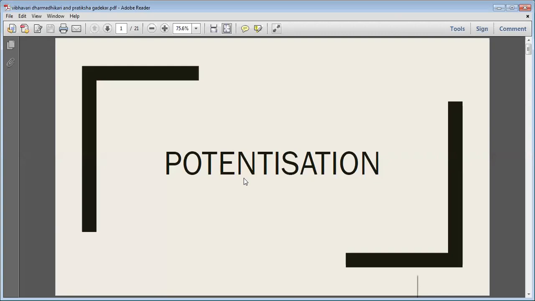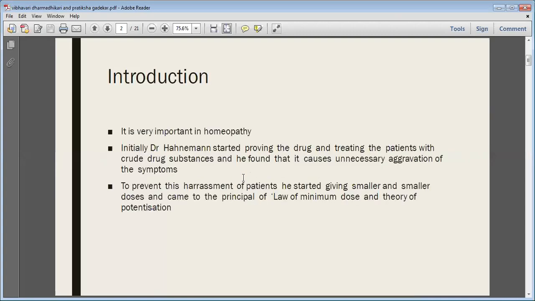Good morning, students. Today we will take up the chapter potentization. Previously, we have seen the scales of potentization: the centesimal scale, the decimal scale, and the 50 millesimal scale. How these scales are prepared, that process is known as potentization. This is a very important method in homeopathy.